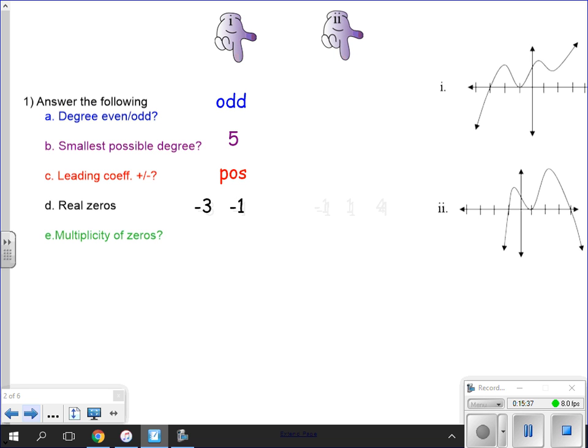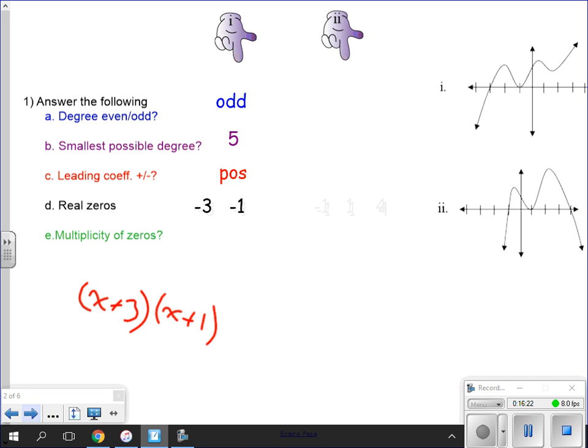Now, the multiplicity of zeros. This is an interesting one. Whether it crosses or whether it touches determines your multiplicity. If it crosses, it has a multiplicity that is odd. So if I were to do my polynomial, I have two factors. I have negative 3 as a zero, so that means I have x plus 3 as a factor, right? And I have x plus 1 as a factor.